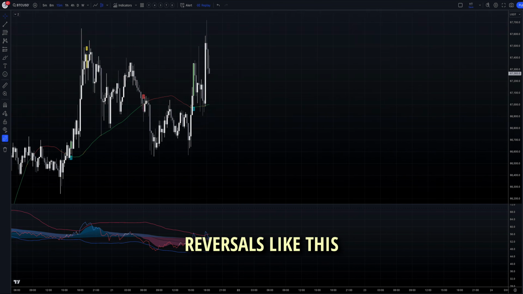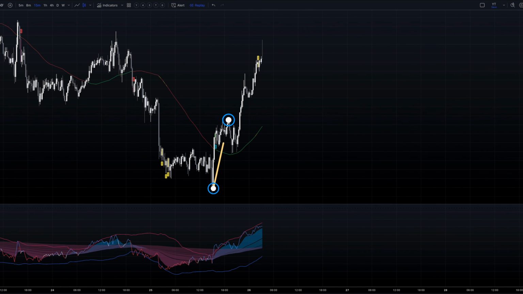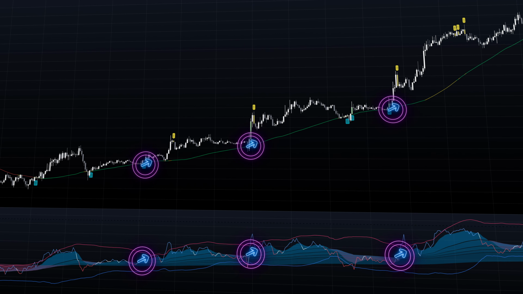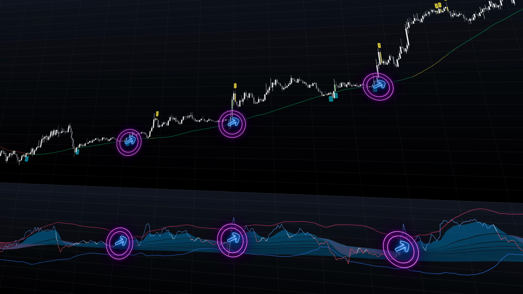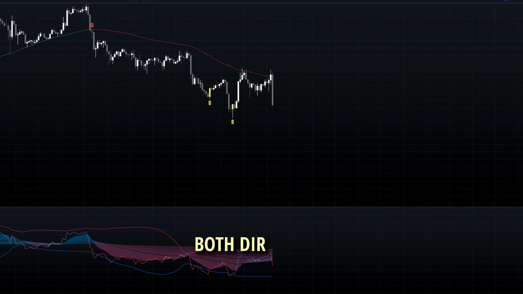It's clear that reversals like this don't happen often, and while we've just reviewed a reversal strategy, this is still a break and retest setup. That means it can also be effectively used for trading trend continuation. Let's go through a specific example for a short entry so you can see how it works in both directions.